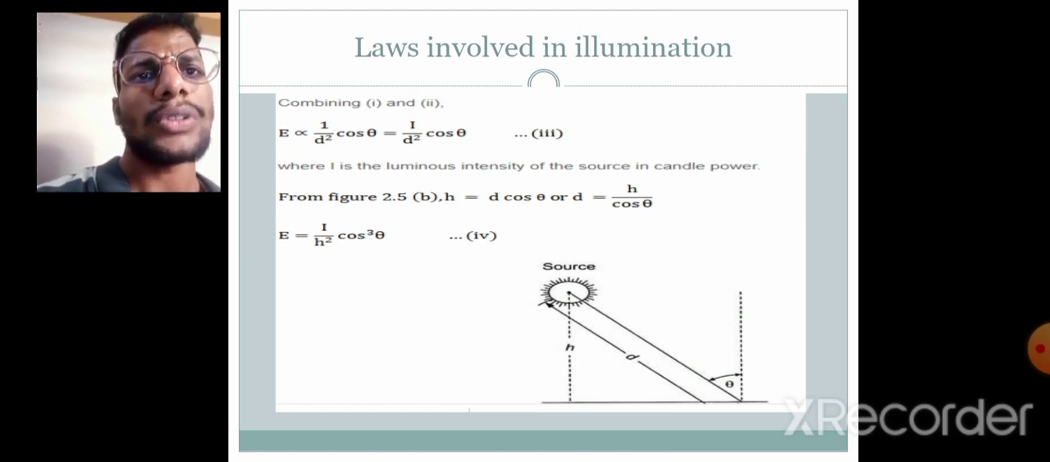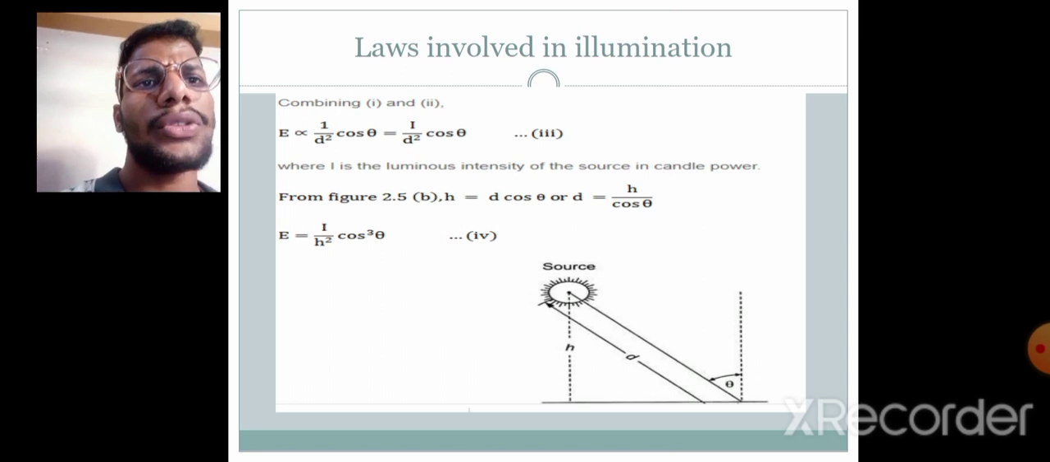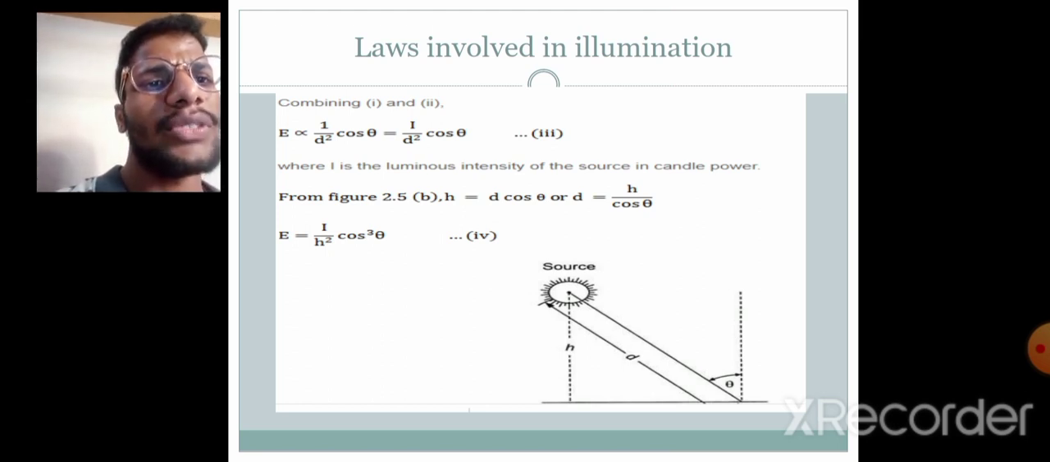Therefore E equals I by d square cos theta, where I is the luminous intensity of the source in candela. Therefore h is d into cos theta, or d is equal to h by cos theta, so E equals I by h square cos cube theta. When the source is the sun and the light falls on the earth, the angle is theta, the distance is d and the height of the source above the ground is h.